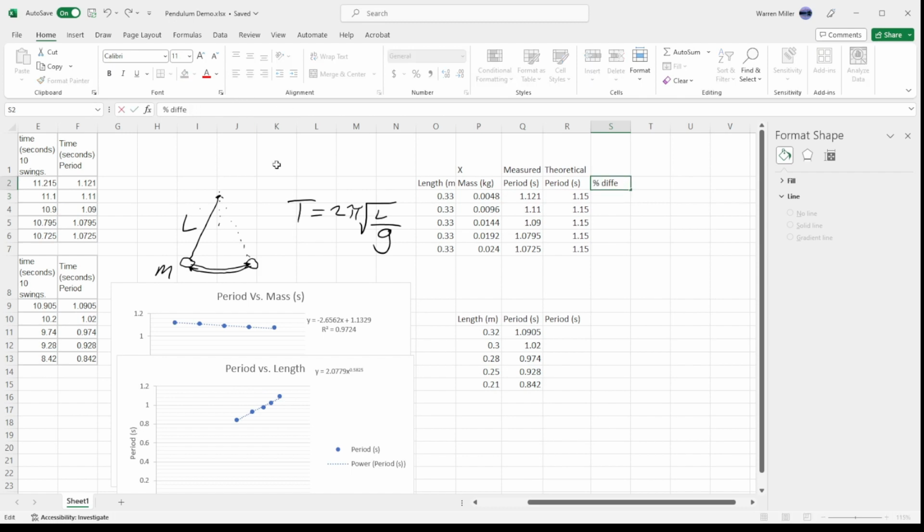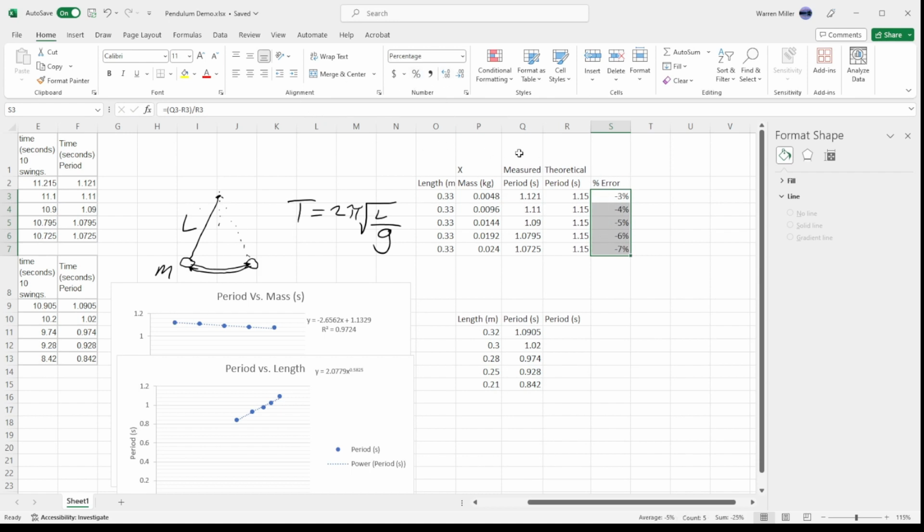Percent error, right? Do it again. Equal sign. Take the measured value, subtract the theoretical value, put that in parentheses, and then we divide it by the theoretical value, right? So the percent error, not so bad, right? We're a little under.